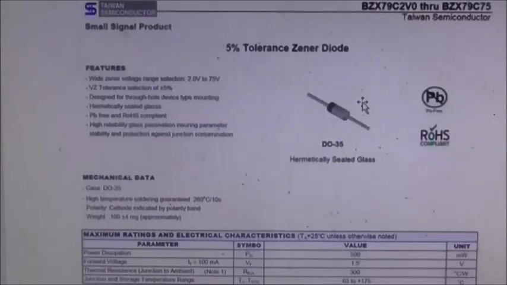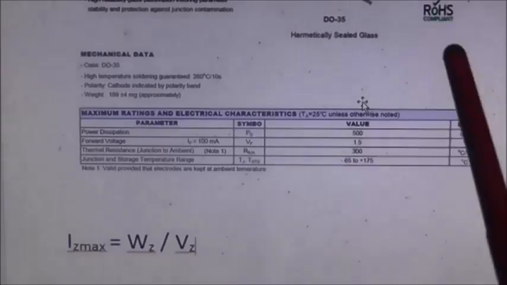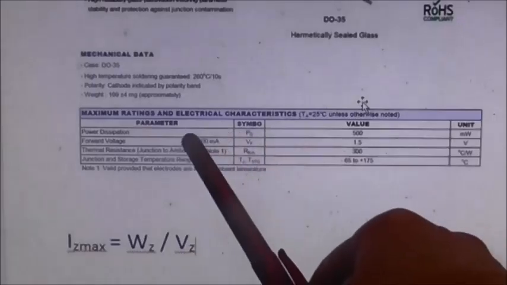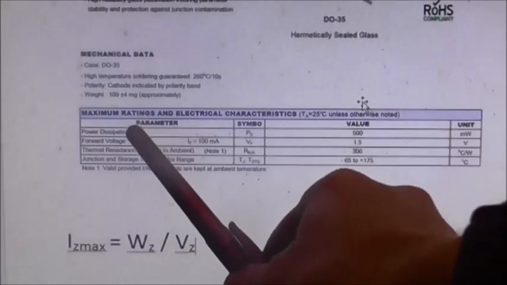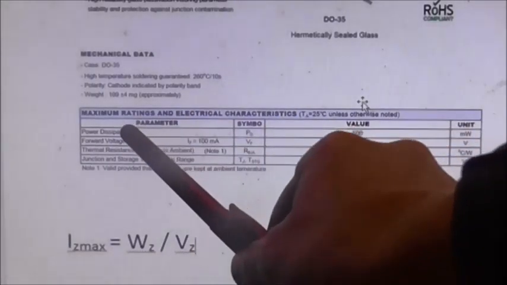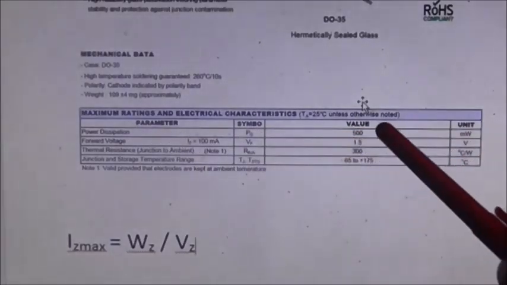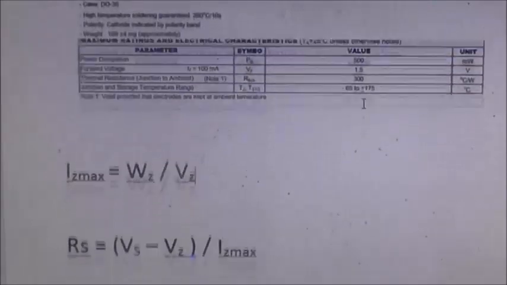Now we look down a bit, and this part tells us how to choose the series resistor, or at least it gives us information to help us choose the series resistor, as we're looking at the electrical characteristics, and importantly we're looking at the power dissipation, which is right at the top there. So the power dissipation is given a value of 500 milliwatts, and as we know, 500 milliwatts is exactly the same as half a watt, and that helps us with the maths we've got to do to get that series resistor.